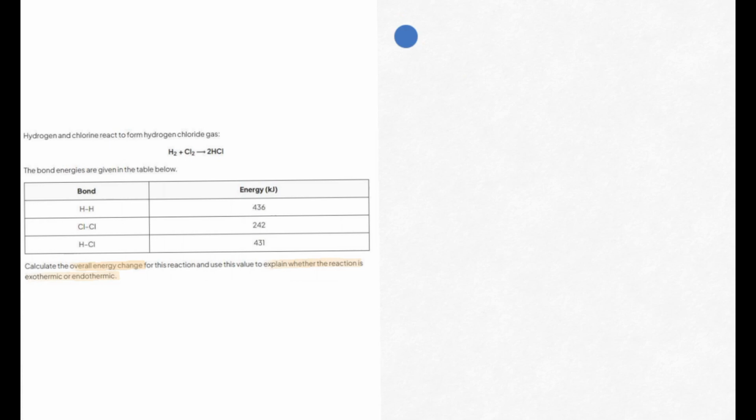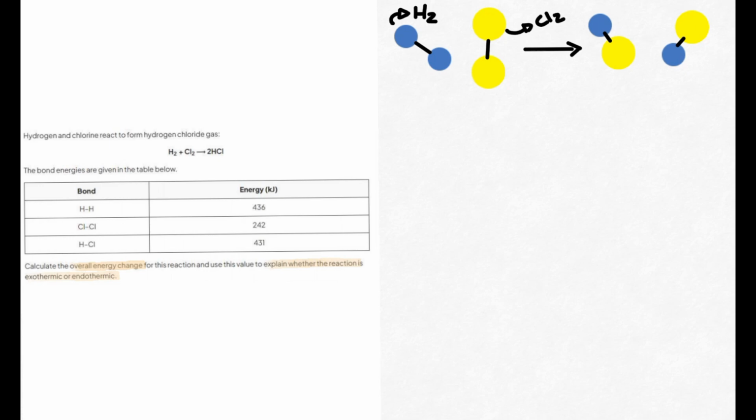So here I'll have two hydrogen molecules that are bonded together and two chloride atoms that are bonded together, and this will form two molecules of hydrogen atom bonded to a chloride atom. So again, we're going to start with working out the energy to break the bonds. So we can see that one hydrogen-hydrogen bond will be broken and one chloride-chloride bond will be broken.